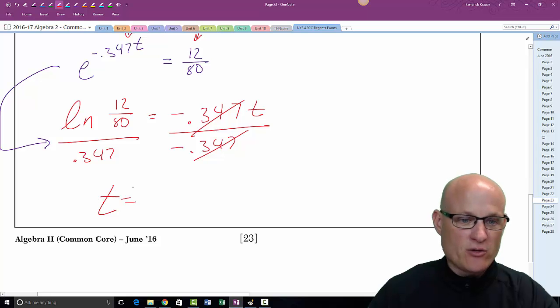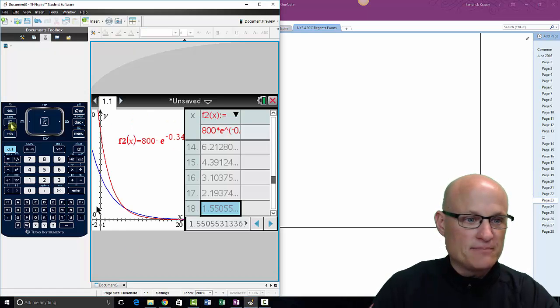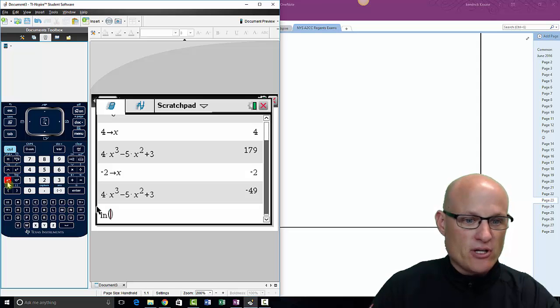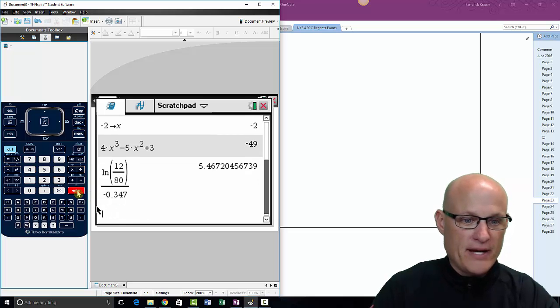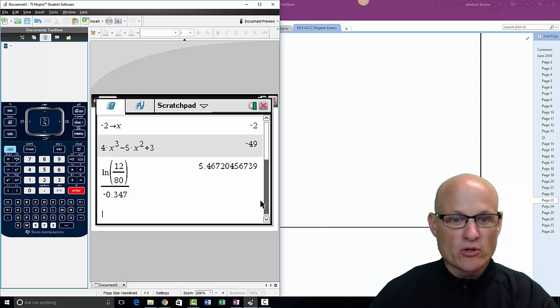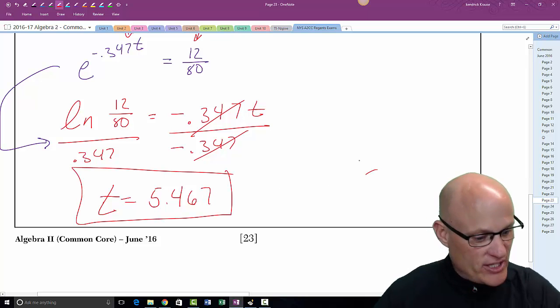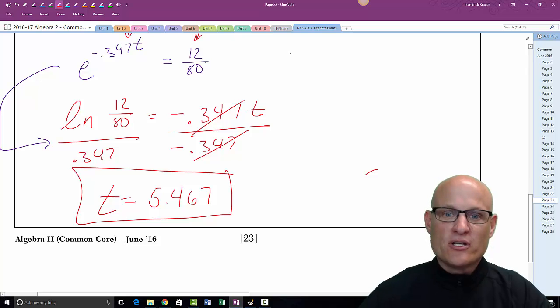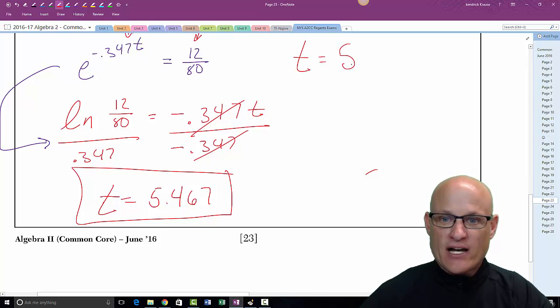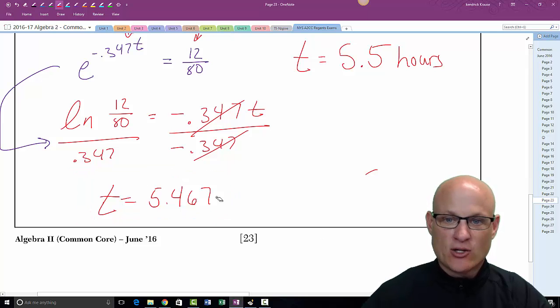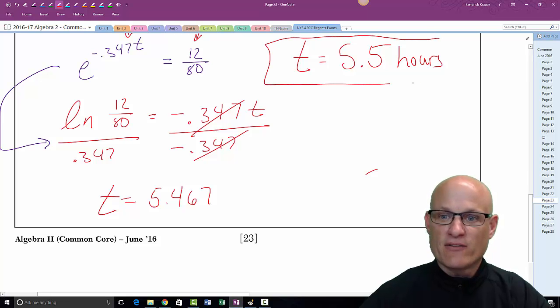So t is equal to, now I come over to my calculator, I type in the natural log of 12 divided by 80. I could do 120 over 800 if I wanted to, divided by negative 0.347. Bam. 5.467. This said rounded to the nearest tenth of an hour. So the final answer is equal to 5.5 hours. Make sure you don't have two things highlighted or boxed in. 5.5 hours is the answer.